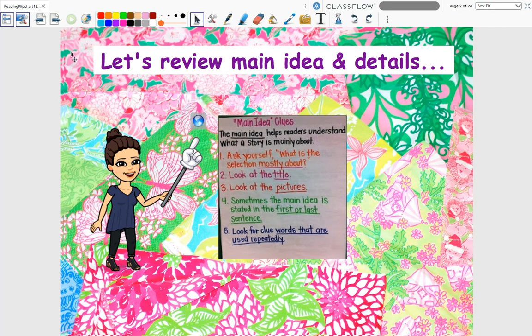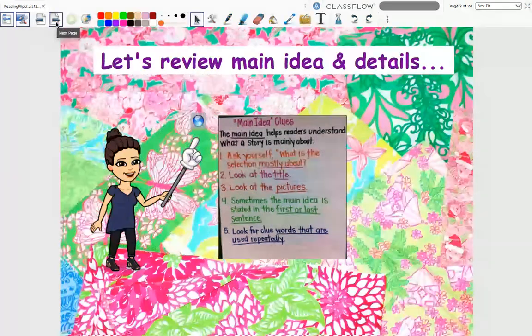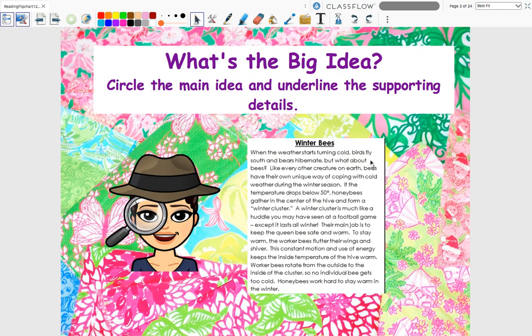All right, friends. So with those strategies in mind, I have one particular passage that we're going to do together. There are two other ones in your Google form that I will talk about shortly that you will complete on your own for me. And then there's a mystery picture at the very end that we'll discuss if you'd like to print that off.